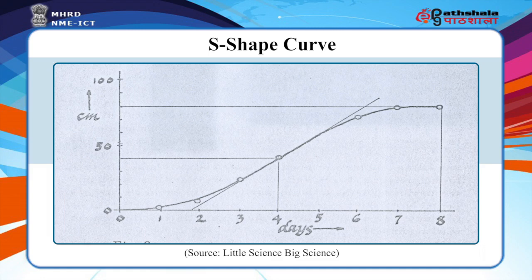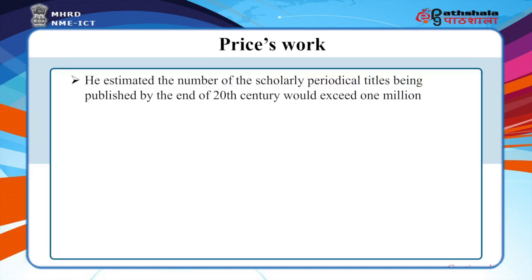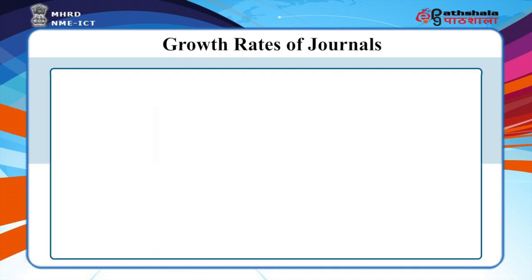The S-shaped curve reveals these four stages. In the above curve, there are four stages: concave shape, straight line upward, convex, and then a curve close to a horizontal line. This is very clear in figure 1 that you see. He estimated the number of the scholarly periodical titles being published by the end of 20th century would exceed 1 million. Growth rate of journals.